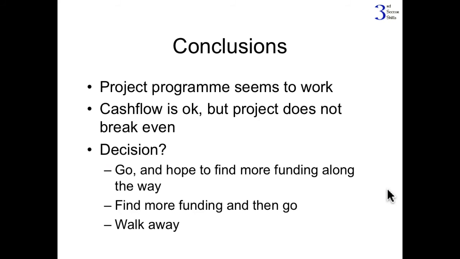You can draw these conclusions from the sheet. The project program seems to work. It hangs together. Cash flow is okay right until the end because the project doesn't break even right at the end. So what do we do? Do we just say to heck with it and hope that £1,000 will magically appear out of thin air somewhere along the way?